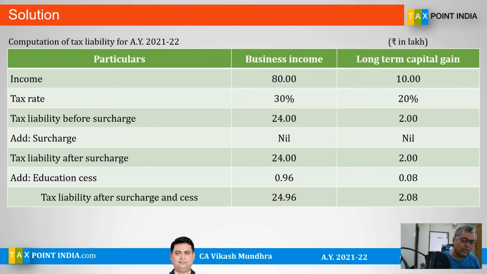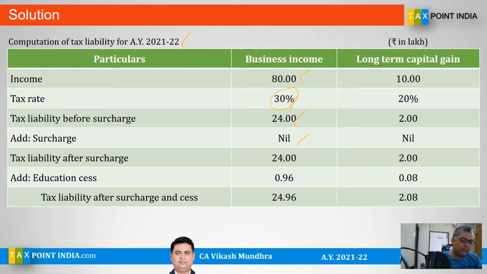How? Computation of tax liability for assessment year 21-22. Business income is 80 lakh. We are presuming that the company is not taking the advantage of the 25% rate. It is liable to pay tax at the regular rate, that is 30%. 80 lakh at the rate of 30%. Tax liability comes to 24 lakh.